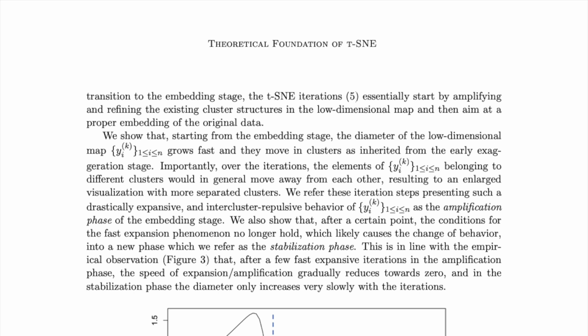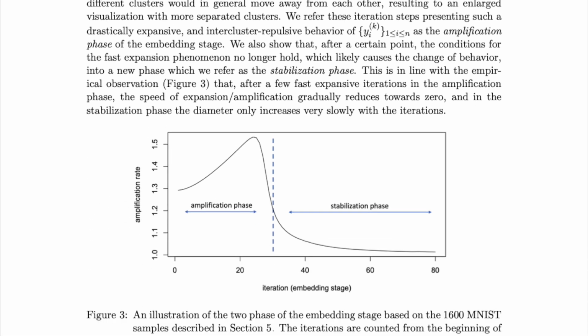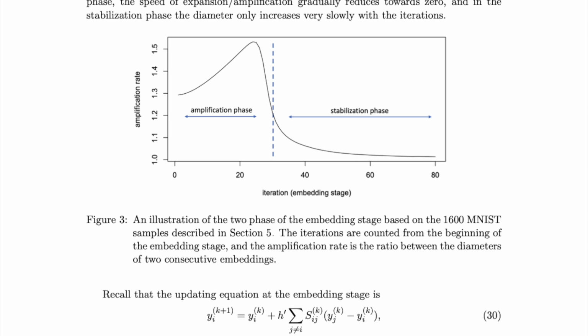This is in line with the empirical observation, Figure 3, that after a few fast expansive iterations in the amplification phase, the speed of expansion gradually reduces towards 0, and in the stabilization phase, the diameter only increases very slowly with the iterations. Figure 3: an illustration of the two phases of the embedding stage based on the 1600 NIST samples described in Section 5. The iterations are counted from the beginning of the embedding stage, and the amplification rate is the ratio between the diameters of two consecutive embeddings.